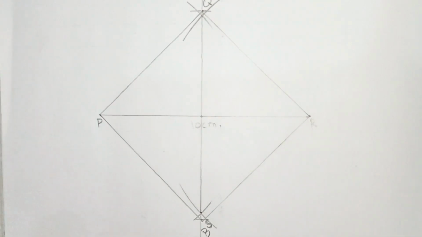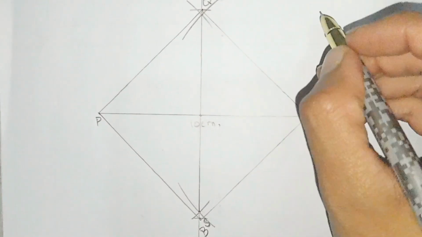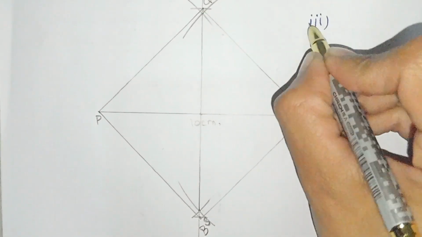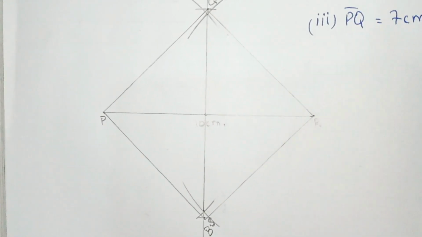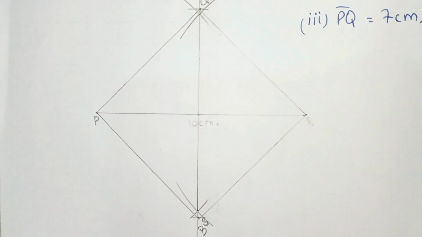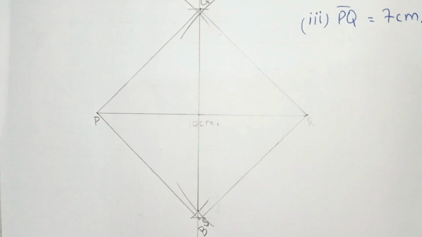And now students, part number 3, PQ is equal to 7 centimeter. And now students, the question number 21 is solved. I hope you understand these questions very well. Again, I am saying that the points of construction are very easy to write, which you have to write in your own words simply.